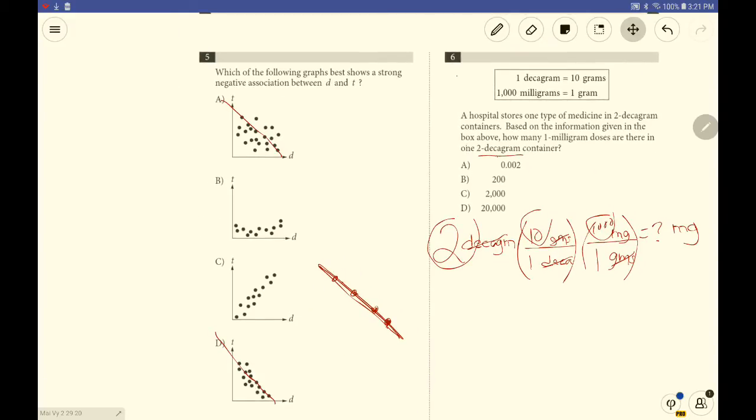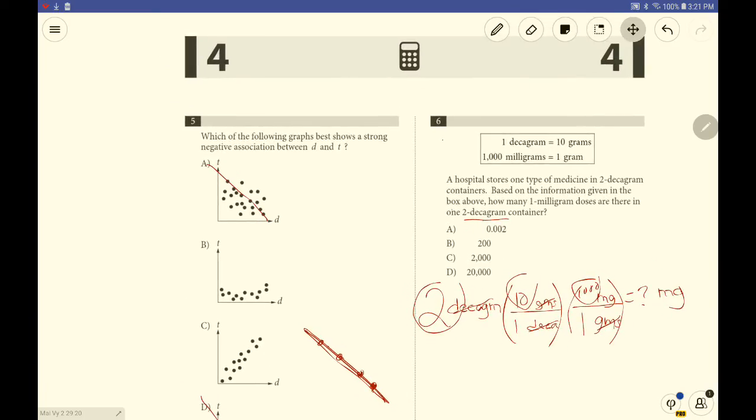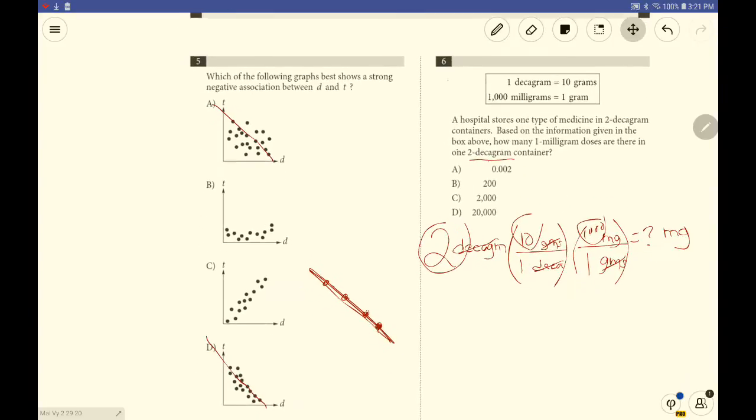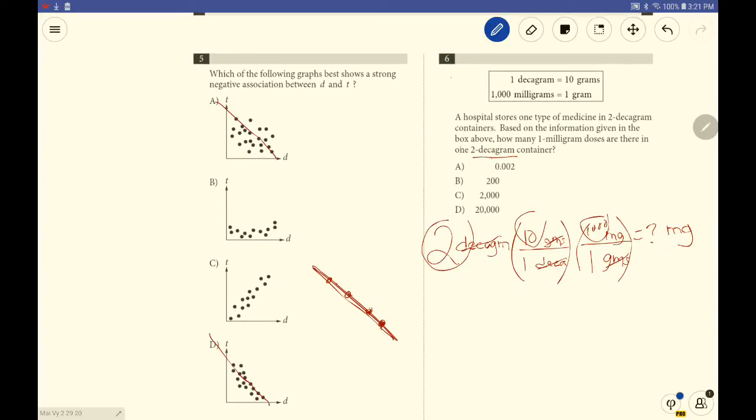And just looking at a scatter plot to see what has a strong negative association. Of course, it's that. It's that, and this one would be a weak negative association. This would be a strong positive association, but this is the one.